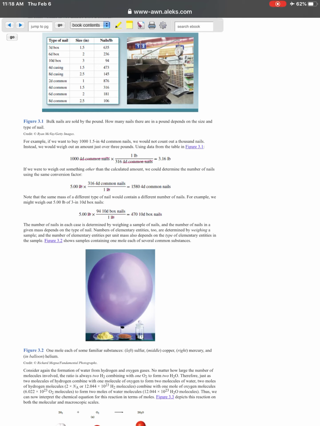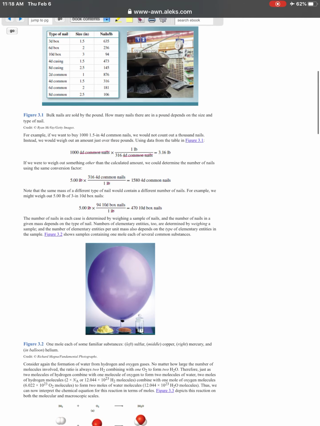Why? The 10D box nails weigh more, so you get fewer nails because they're bigger, they weigh more. So the number that you're going to get is different if they weigh differently. And that'll be important for us when we deal with atoms and elements.